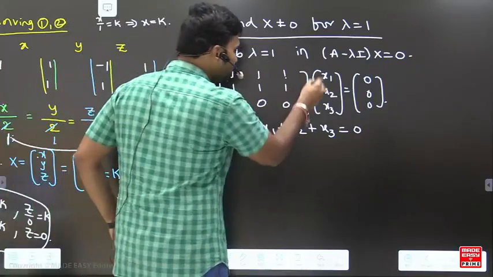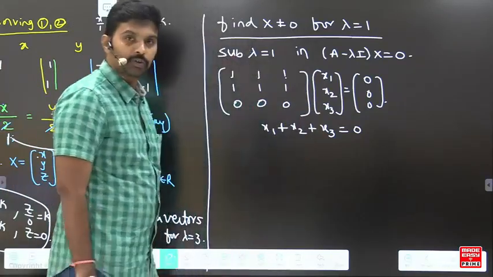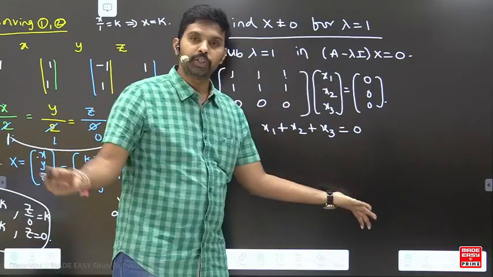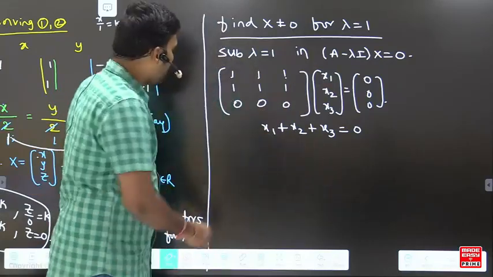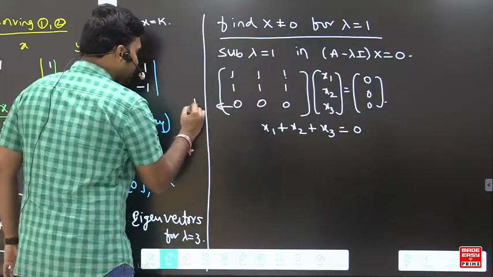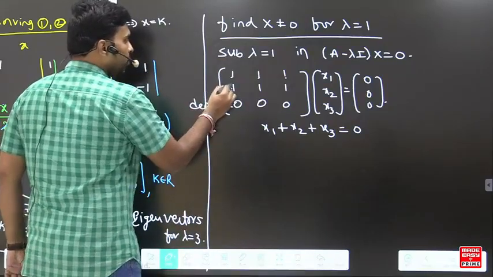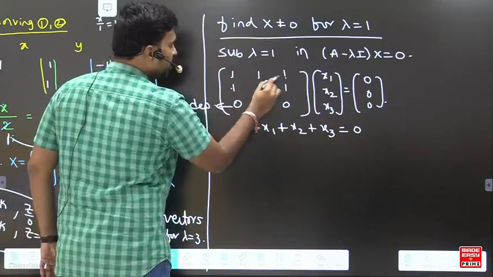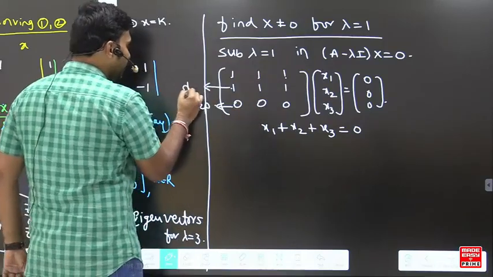Now the second equation is also x1 plus x2 plus x3 is equal to 0. Now the last equation is 0 is equal to 0. So how many of them are dependent here? The 0 vector is dependent. Since the ratios are equal, one of them is dependent here.